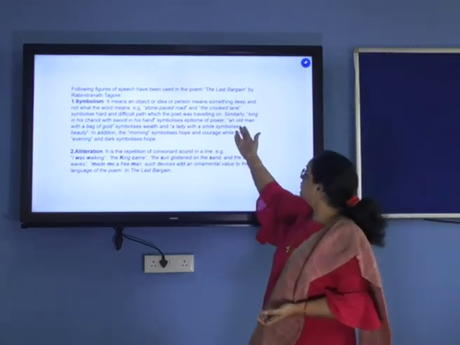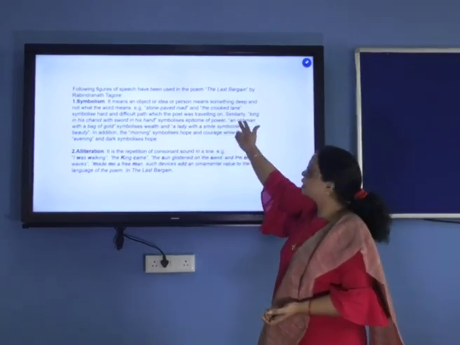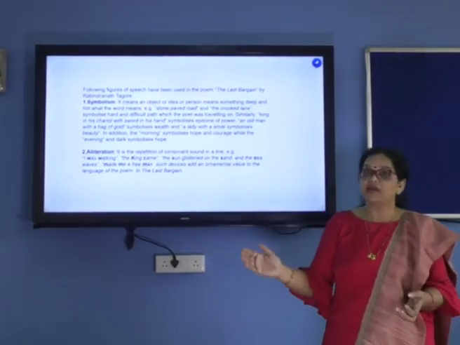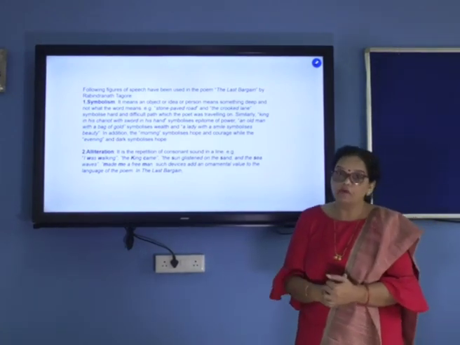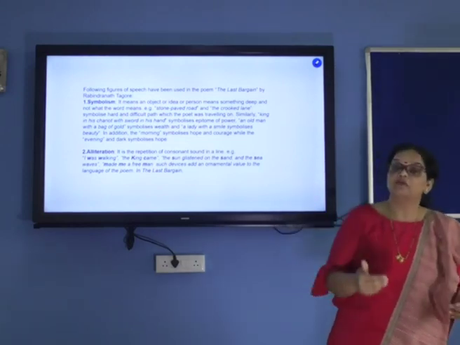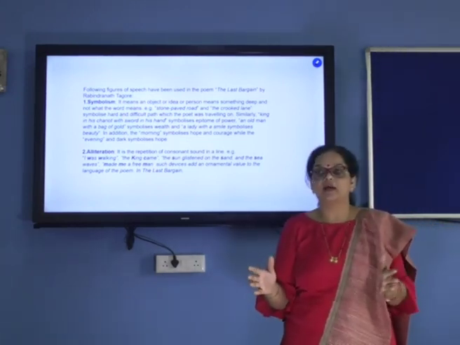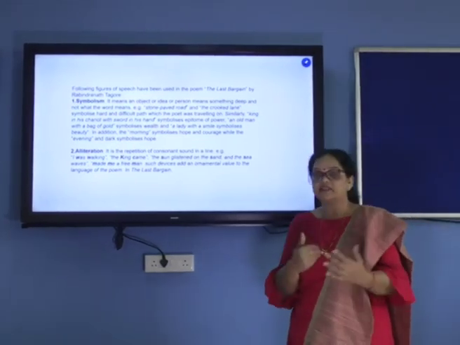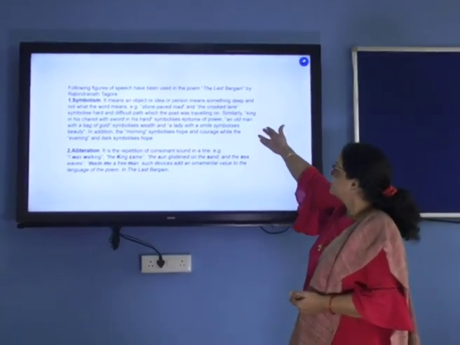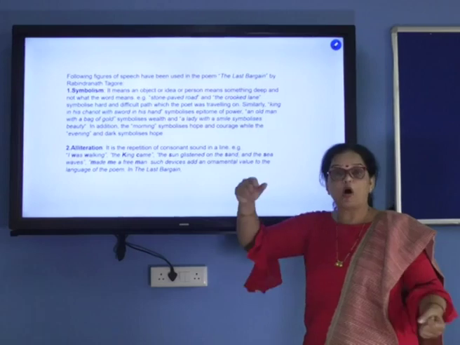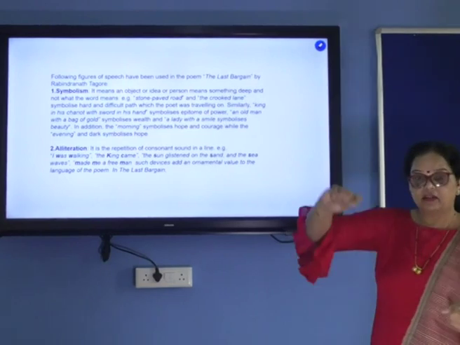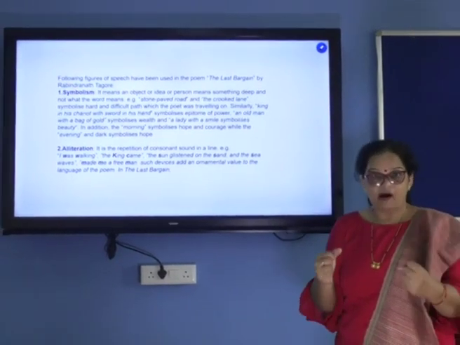In the same way, the other one, a difficult path, the crooked way. Life is not straight, it is crooked. You have to go through many ups and downs, through many curves and corners. Then only you can achieve success. If you read the biography of all the famous people, you will find that they have struggled a lot in their life. Abdul Kalam, for example, you can read how much struggle he did in his life. Then, king in his chariot, the sword. It shows the power of the king's chariot and the sword. All these are symbols of power.